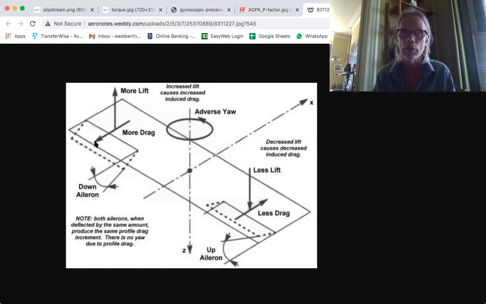What's happening is the downgoing aileron here increases the angle of attack of this wing, which lifts this wing, okay? And the upgoing aileron here, which decreases the angle of attack, which decreases the lift and drops the wing, create another effect. And the other effect is called induced drag, all right? Induced drag is a function of lift and angle of attack.